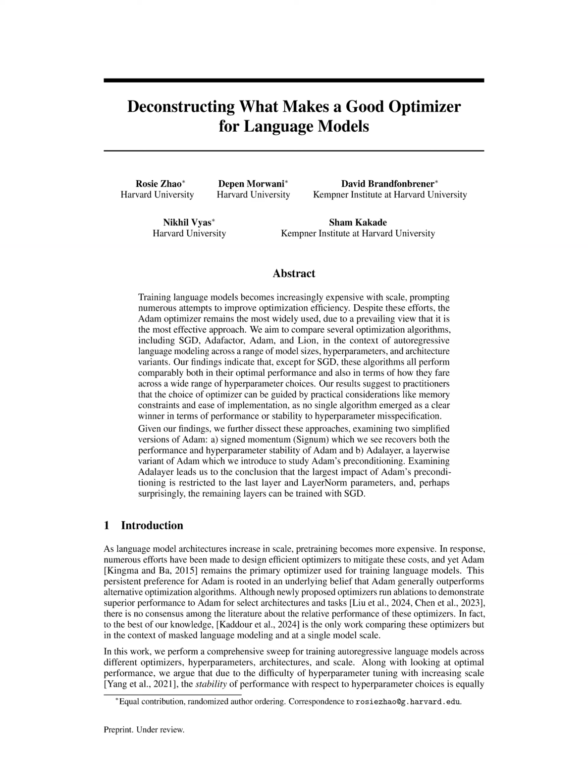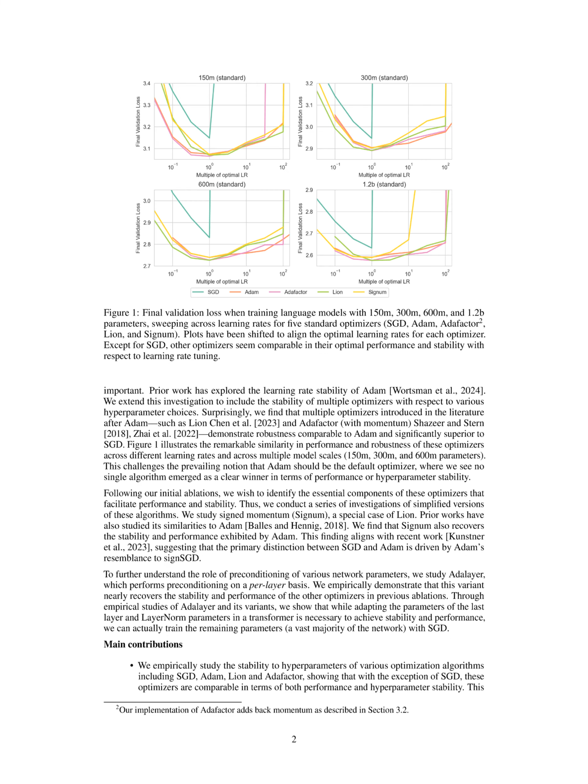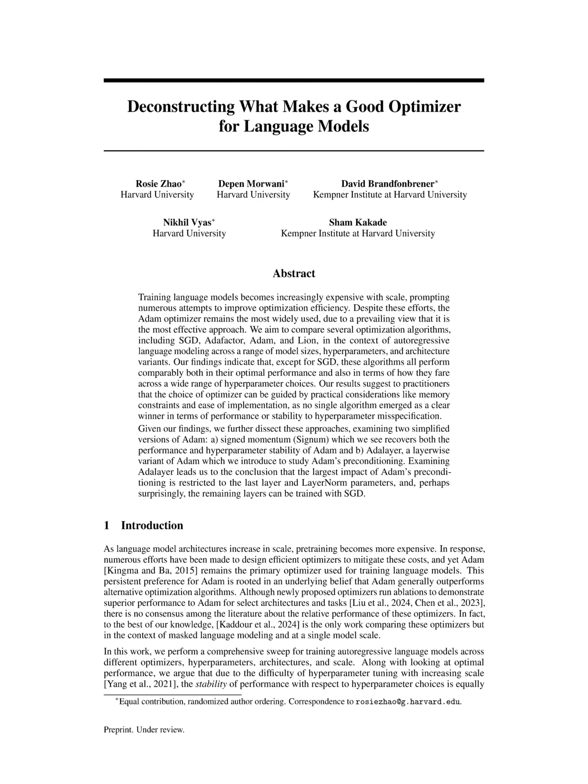Furthermore, the study explores the role of preconditioning in achieving stability and performance, particularly focusing on the last layer and layer norm parameters. The experiments involve training models with different combinations of optimizers and hyperparameters to assess their impact on stability and performance. Overall, the method is validated through empirical studies, comparisons, and ablations that provide insights into the stability and performance of various optimization algorithms for training autoregressive language models.